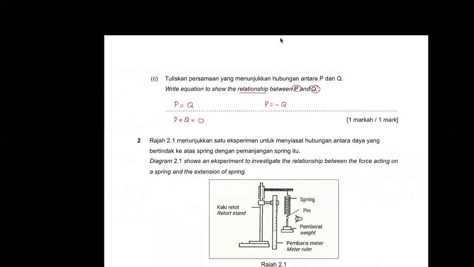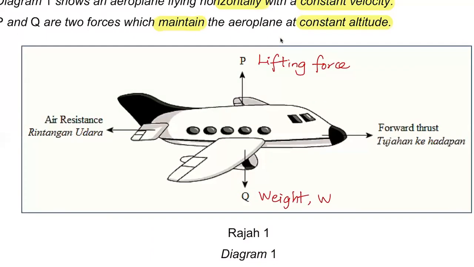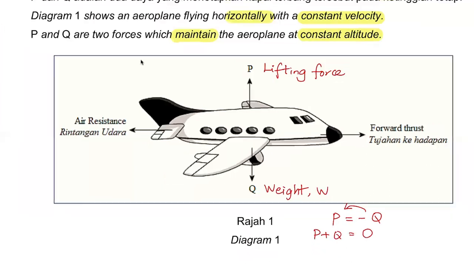P equals to negative Q, because as you can see here, the direction of P is going upwards. In the Cartesian axis, going up is considered as positive direction and going down is considered as negative direction. So P is positive and the direction of Q is negative. If you add it all, P equals to negative Q. Both have the same magnitude, but are different in terms of the direction. So you can also write it P plus Q equals to zero. It can be accepted.